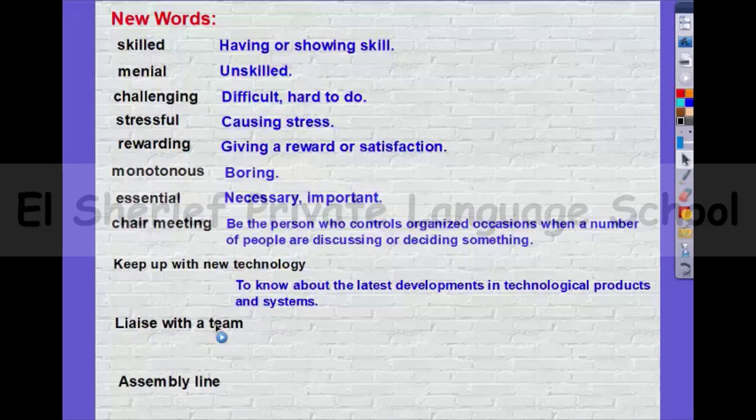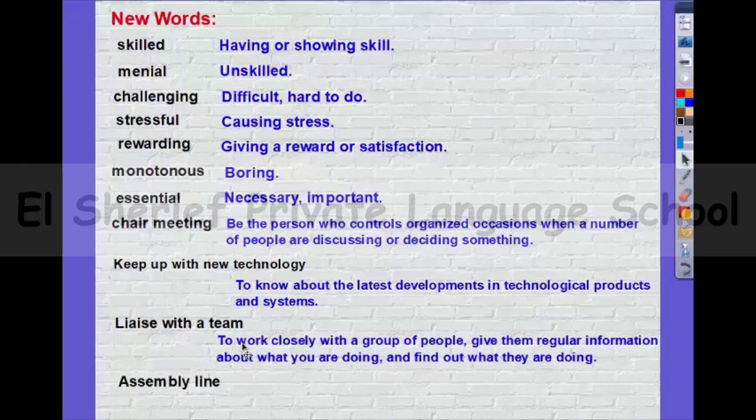Liaise with a team. To work closely with a group of people, give them regular information about what you're doing and find out what they are doing. So, I can say that to liaise with a team is to cooperate on a matter of mutual concern, trying to work together to get the desired result. So I can say our head office will liaise with the suppliers to ensure delivery.